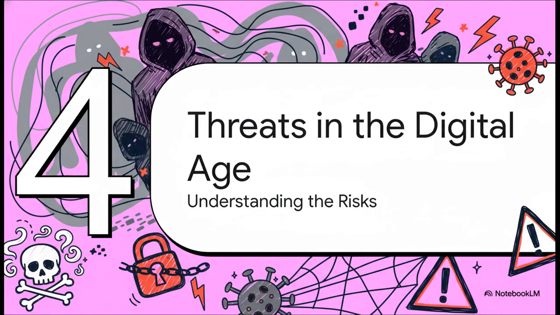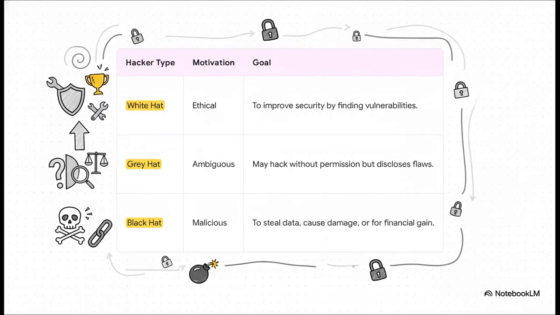And the very existence of these hidden, anonymous spaces brings us to a really crucial topic: the threats that are out there online and the different kinds of people who are behind them. Now, it's super important to know that not all hackers are bad guys. A white hat is an ethical hacker. Companies actually hire them to find security flaws so they can fix them. A black hat is the total opposite, a criminal trying to steal your data or just cause damage. And then you've got the gray hat, who's kind of in the middle. They might hack without permission, but their goal is usually to expose a problem, not to actually exploit it.